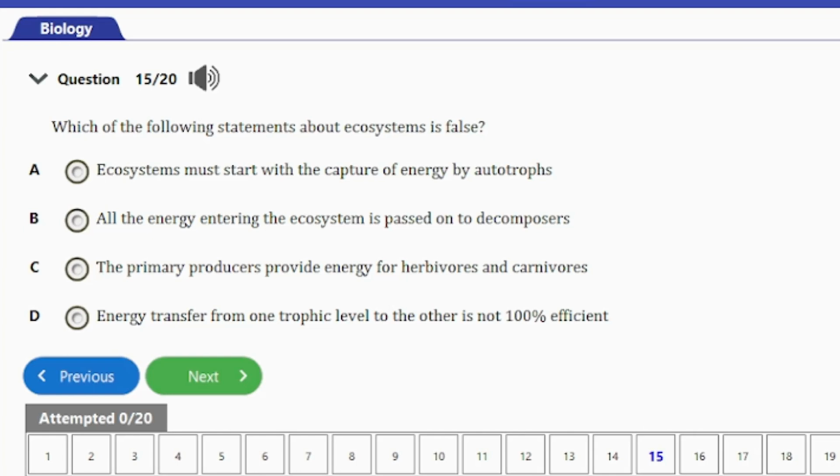So guys, the false statement here is option B, all energy entering the ecosystem is passed on to decomposers. So this is not true, and it's the false statement in this.